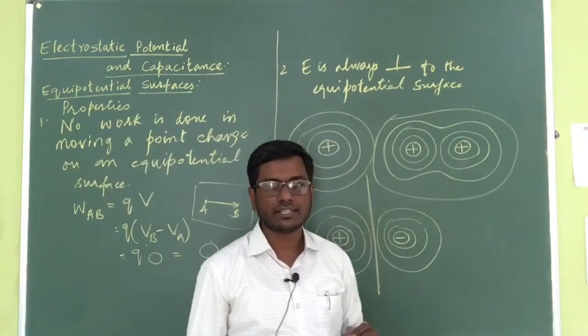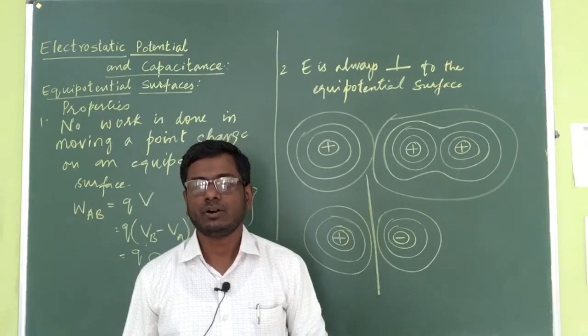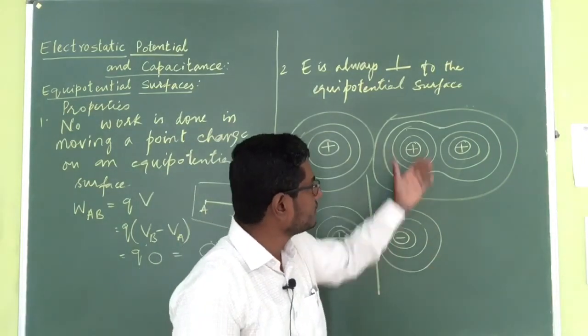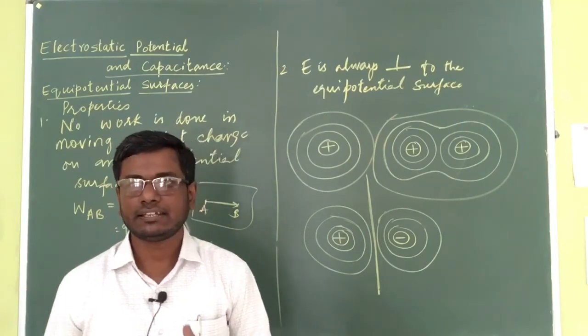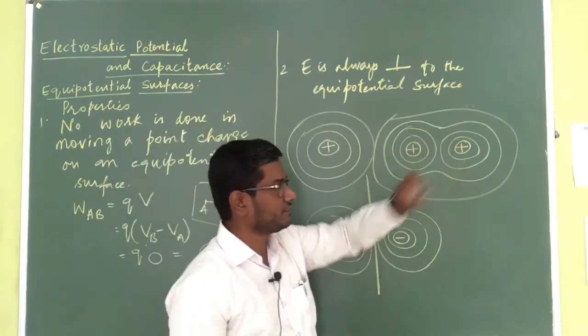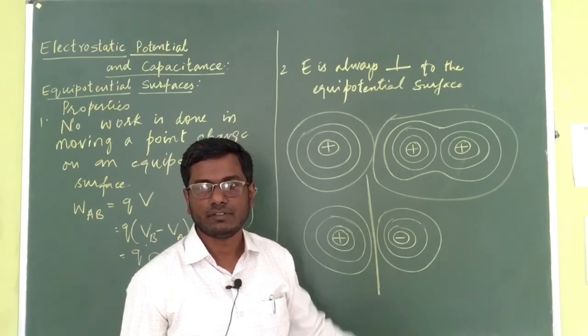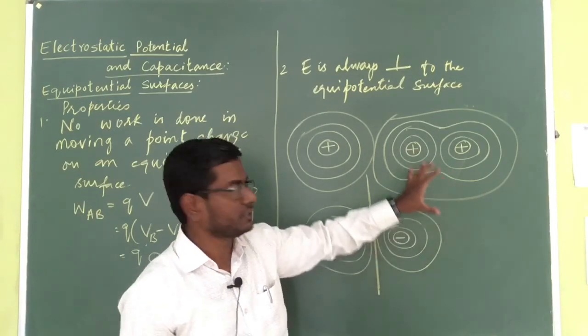Only for the case when there are two positive charges, or for that matter two negative charges, the equipotential surfaces will have the same look or the same diagram.